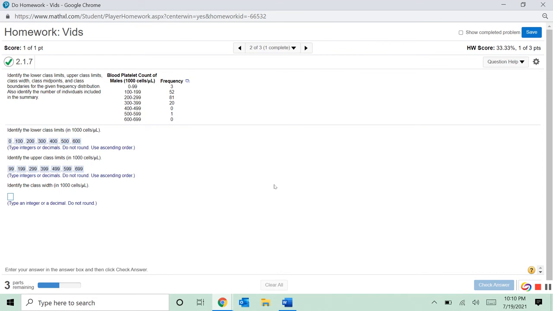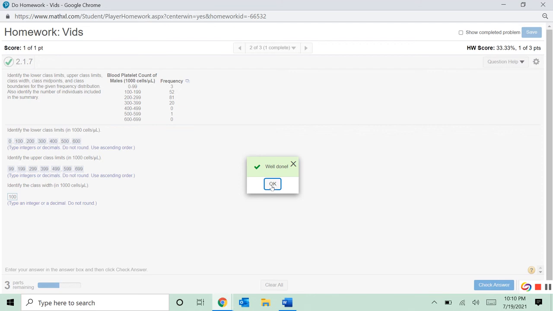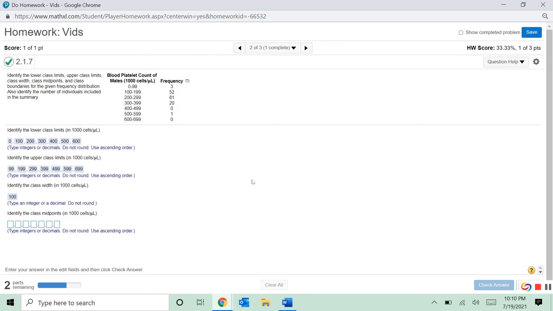Now class width is the difference between a lower class limit and another lower class limit, or higher to higher. It is not the difference between higher and lower. So this is 100 minus 0, which is 100, or 199 minus 100. And obviously this stays the same no matter which two sets I use. But class width goes from lower to lower or higher to higher. It doesn't go within it. So if I look at this 100 lower to upper, that is 99. That's not what we want. We want to look from higher to higher or lower to lower. So that's, I think, a little bit confusing.